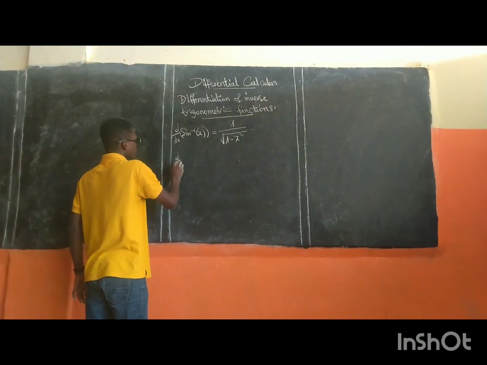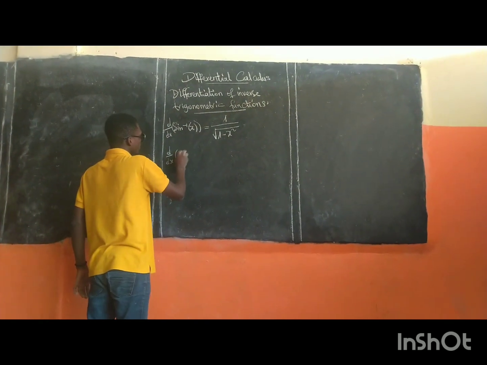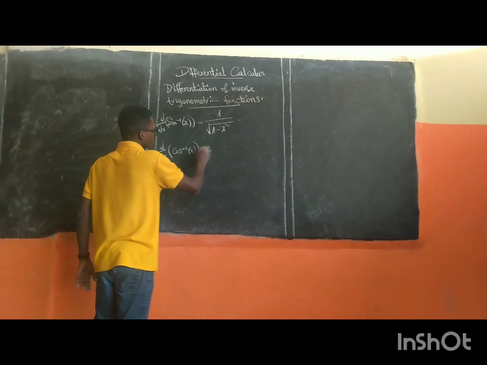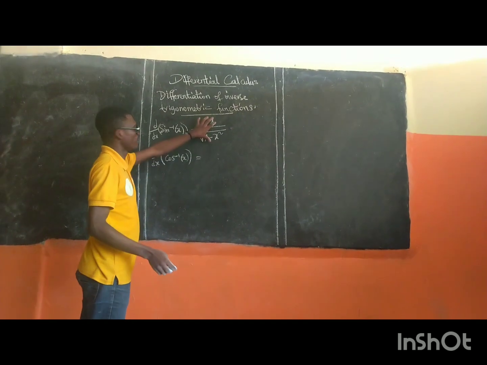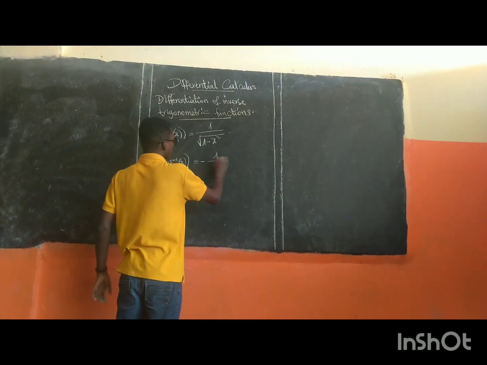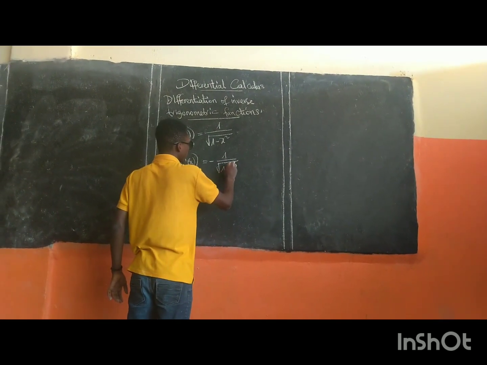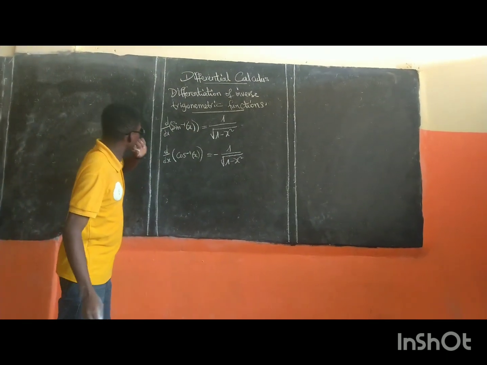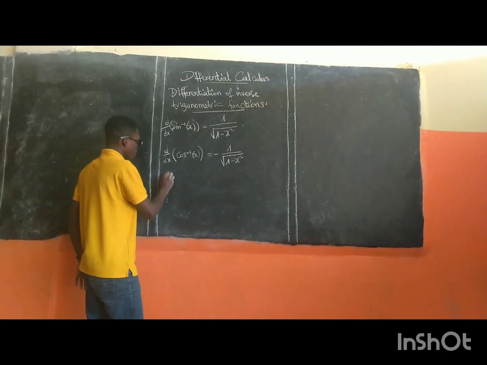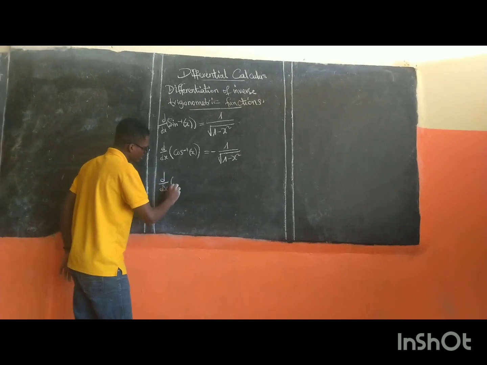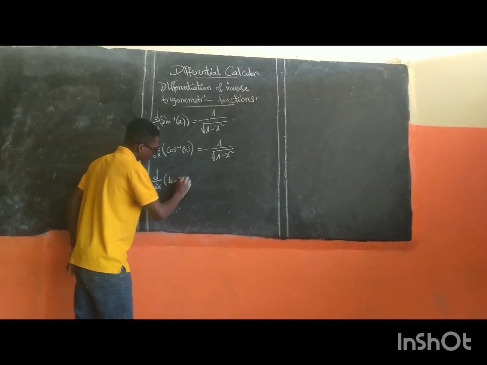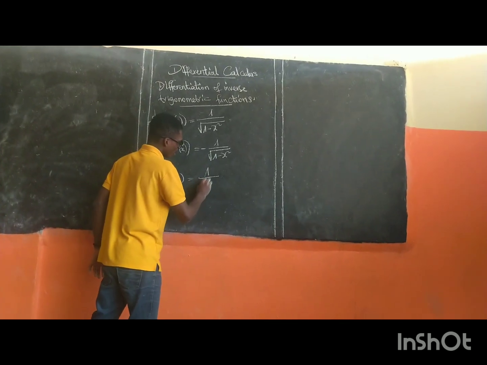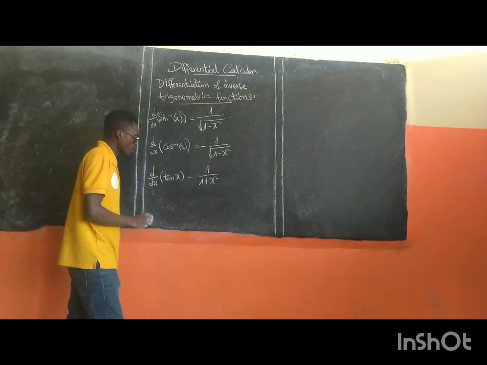Then for the cosine function, the derivative of the cos inverse of x is equal to the negative of this, negative 1 over the square root of 1 minus x squared. Now what about the tan function? The derivative with respect to x of tan inverse x is equal to 1 over 1 plus x squared.